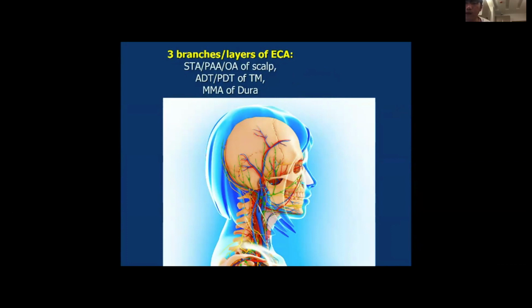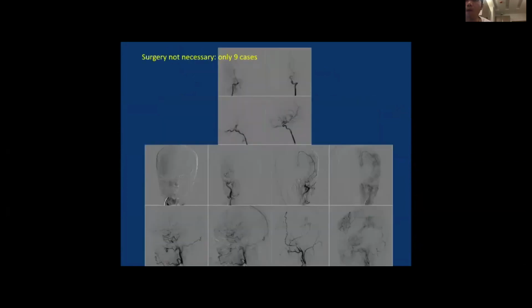So for Moyamoya vasculopathy, I always use the 3 branches of the ECA, which are the STA or postauricular artery or occipital artery of the scalp, the deep temporal artery of the temporal muscle, and the middle meningeal artery of the dura. In my more than 7,000 Moyamoya vasculopathy bypass cases, only 9 cases the surgery was unnecessary because they already had enough blood flow from the spontaneous stomas.